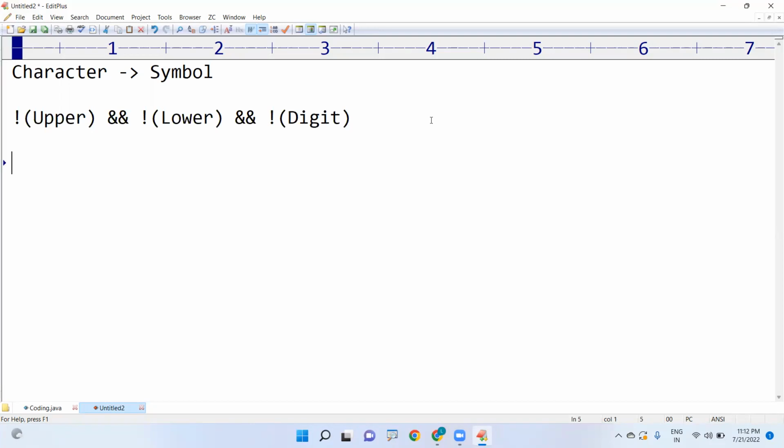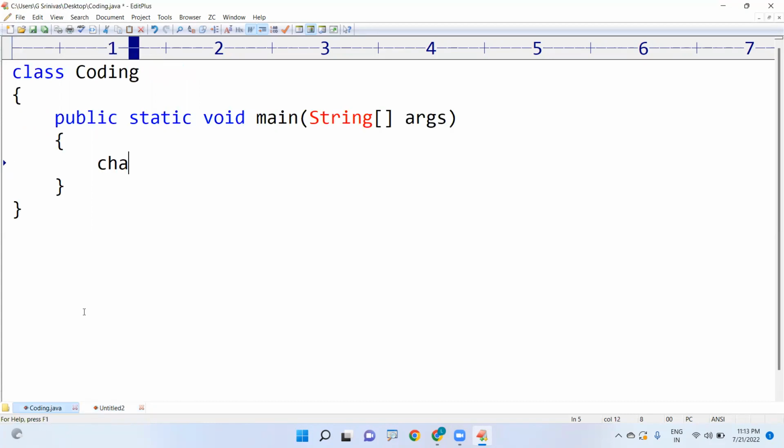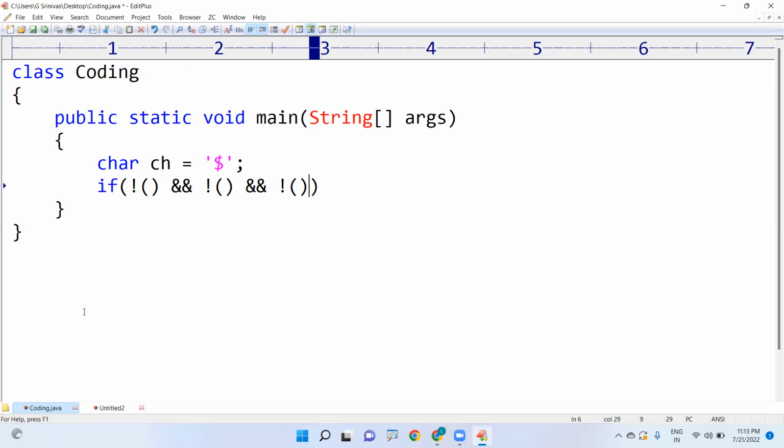So now we need to understand how we can write the condition for uppercase, lowercase and digit. The same thing if you apply there, then you will get the result. For example, I'm taking one character ch is equal to, first, the symbol dollar. Now I'm writing the condition: if it is not an uppercase character and not a lowercase character and not a digit.